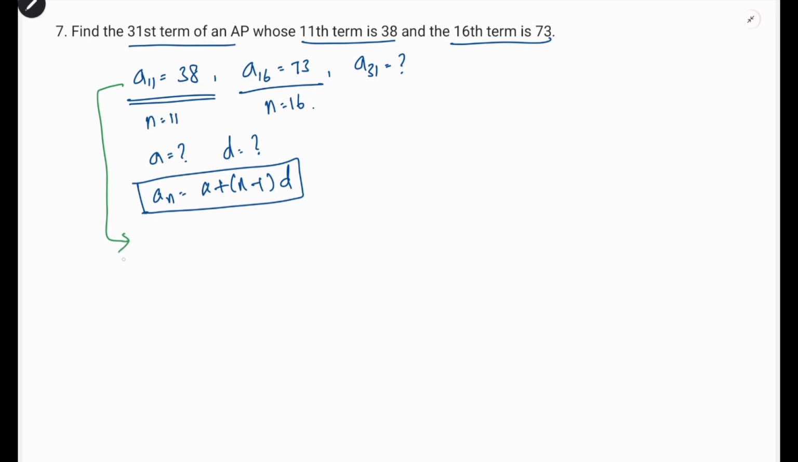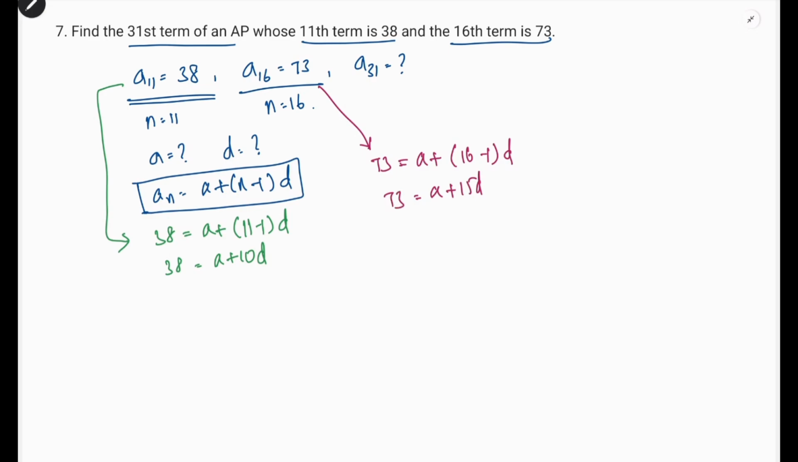For the 11th term, we get 38 is equal to a plus 11 minus 1 into d. It is a plus 10d is equal to 38. And in the 16th term we get 73 is equal to a plus 16 minus 1 into d. It is a plus 15d is equal to 73. Here we have two equations. We will subtract these two equations.